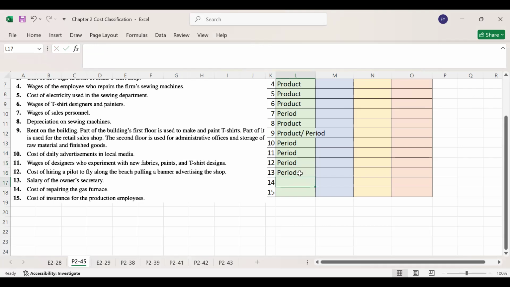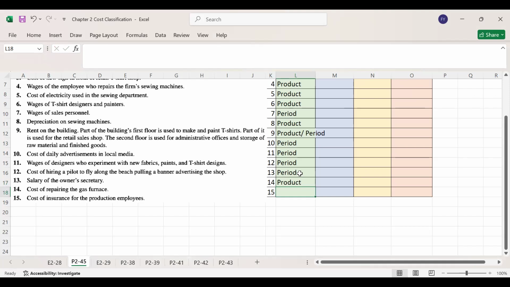Cost of repairing the gas furnace. If the gas furnace is a part of the factory area, then obviously this cost goes to the product cost. So if I assume this gas furnace belongs to the production or the factory area, then this is going to the product cost.